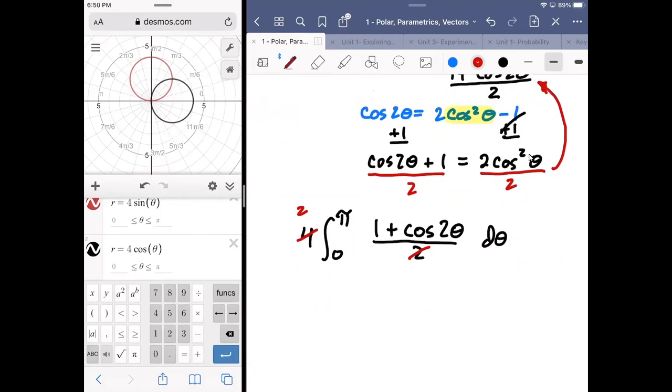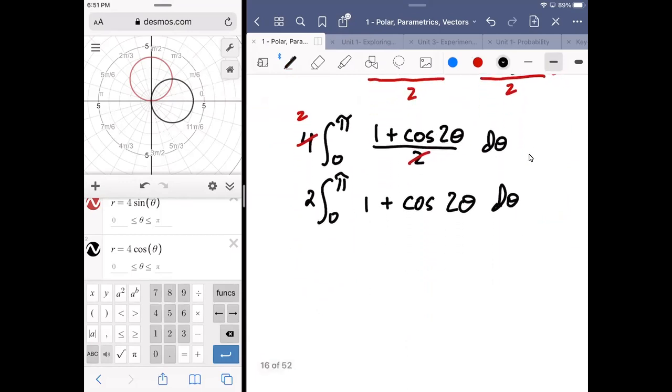So a little bit of housekeeping just to make life a little bit easier. That's really all it comes down to. So 2, 0 to pi, 1 plus cosine 2 theta, d theta. Then we can integrate it separately because it's a sum, the 1 and the cosine 2 theta separate from one another. The antiderivative of 1 d theta would just be theta. The antiderivative of cosine, we talked about this last time, is sine.